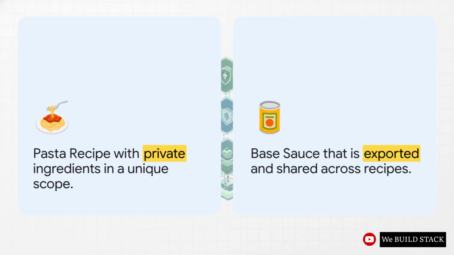But what if the head chef whips up a fantastic base tomato sauce that 3 other dishes also need? Well, they write that sauce recipe down once, explicitly export it, and then those other recipes can just share it. So you write the logic once, you export it, and literally any other file can import it.